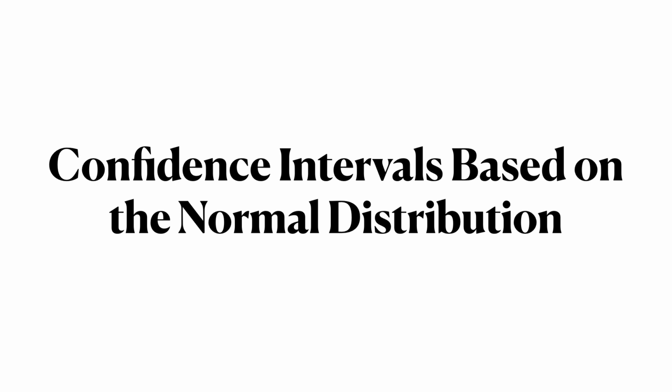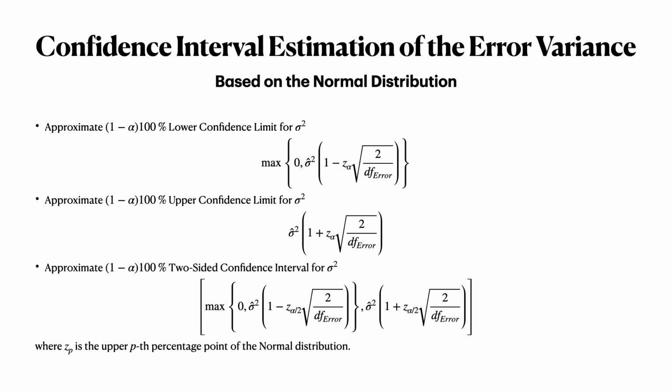We can also construct approximate confidence intervals for sigma squared based on the normal distribution. And so here are the formulas for one-sided confidence limits and a two-sided confidence interval for sigma squared. And again, keep in mind that these are approximate confidence intervals in the sense that the confidence levels are approximate. Now, these intervals also are the same that we got in the context of the fixed effects model. And so I'll refer you back to those videos if you would like to review the development of and discussion about these particular intervals.